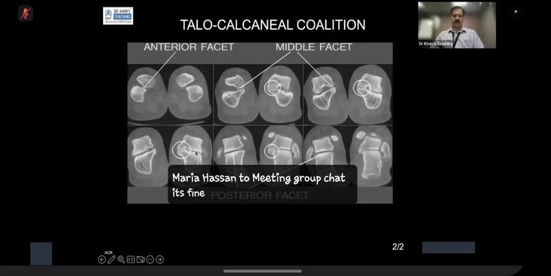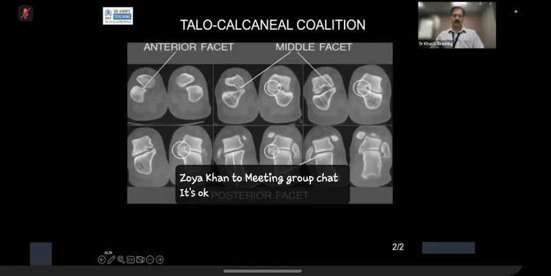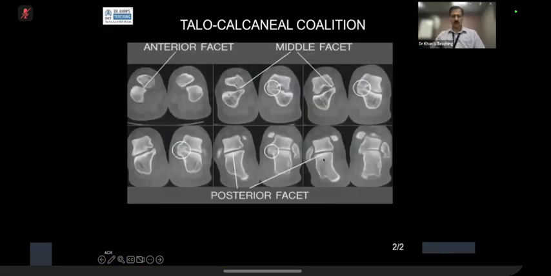And as we come anteriorly, look at the middle facet. Again, a lot of sclerosis and the joint space is reduced. It is not a complete bony coalition, but definitely marginal sclerosis is there. So the anterior facet is normal. So this is an example of a CT scan where the middle as well as the posterior facet was involved. So it's a very important case, and you have to remember that in a young age group, you keep it in your mind.